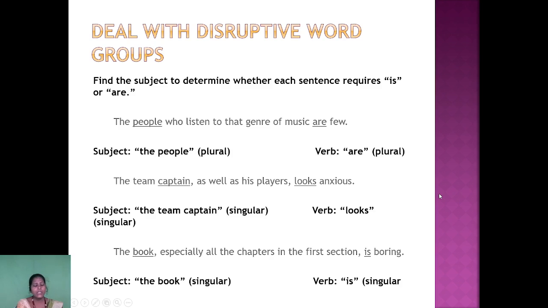Then the second example, the team captain as well as his players looks anxious. So the team captain is considered a singular person. It's a group of persons, but one of the group, that's why we use the singular form of the word. So the verb is also a singular verb. Then the third example is the book, especially all the chapters in the first section is boring. So the book is considered a single one, and is boring is also a singular form of a verb. This is the third rule for us.